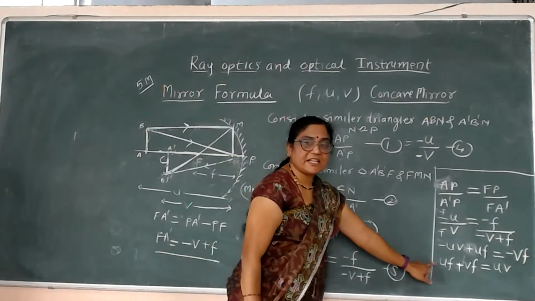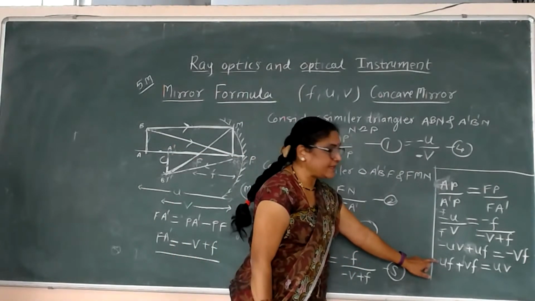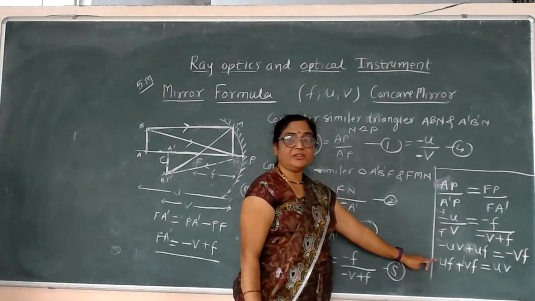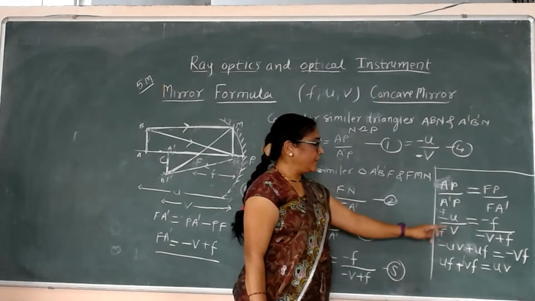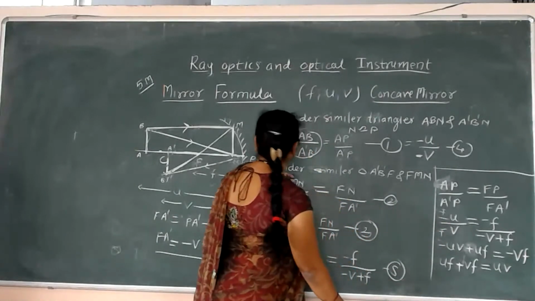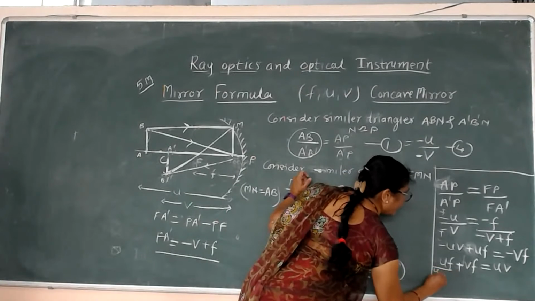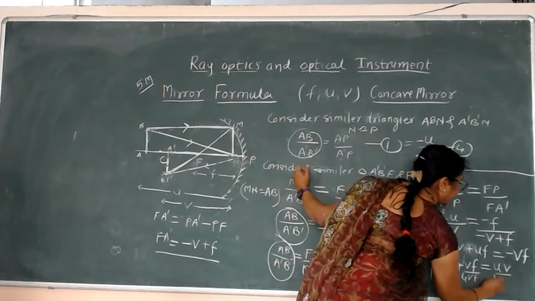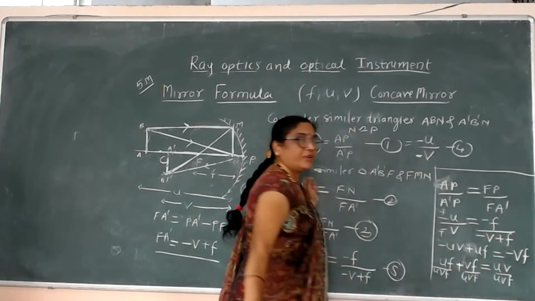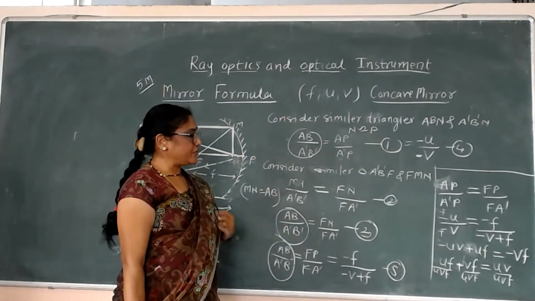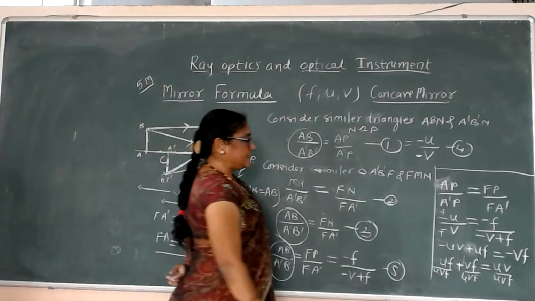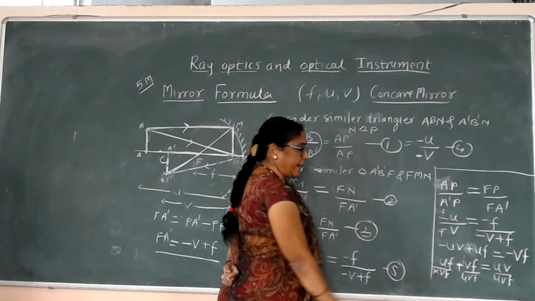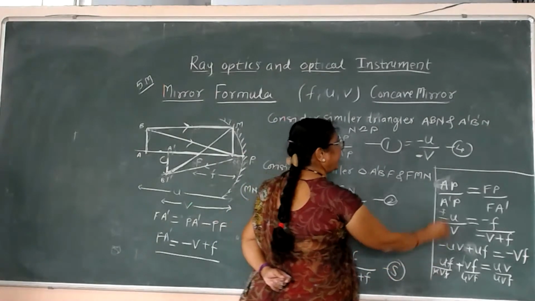When we divide this equation by UVF, and this is also equal to UVF. So when we divide all this equation by UVF, see here U gets cancelled, F gets cancelled, and the remaining value is 1 by V.